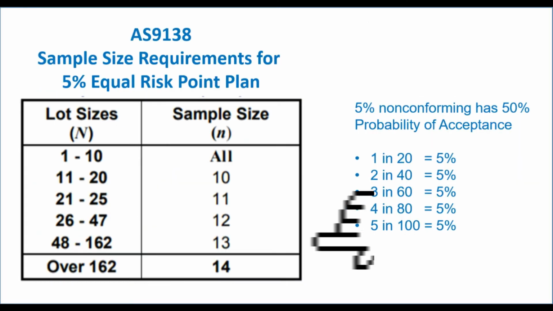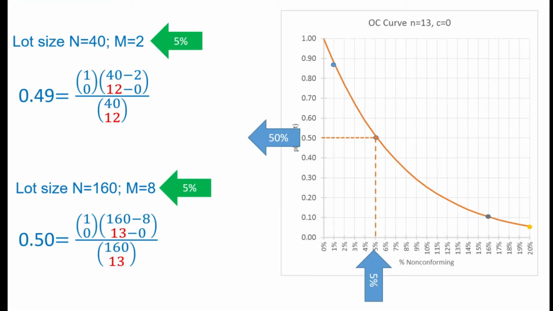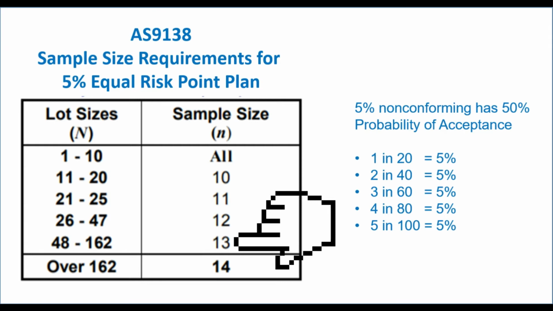Now the next line item, 48 through 162. Remember, we're over lot size of 100 now, so the hypergeometric has converged on the binomial. They will give you exactly the same answer. And the answer is a 13-piece sample, regardless of which distribution you decide to use for a calculation. And you can see in the table, 13 is the answer.